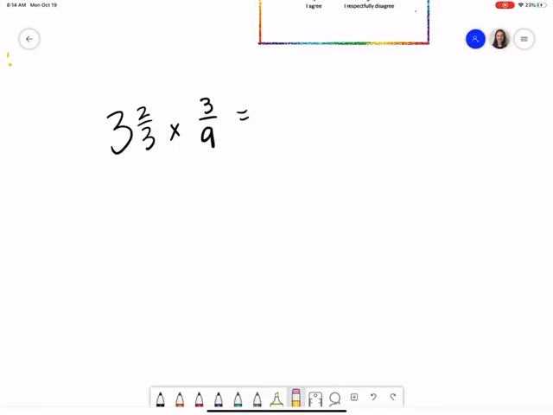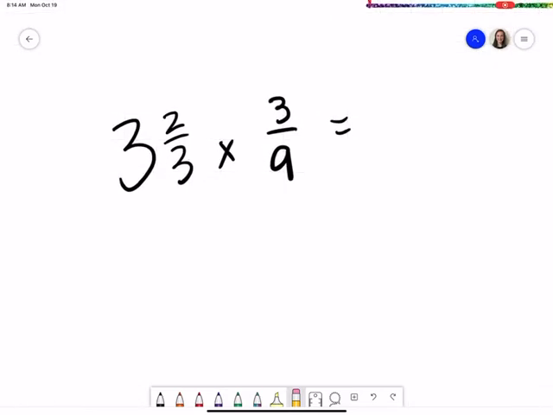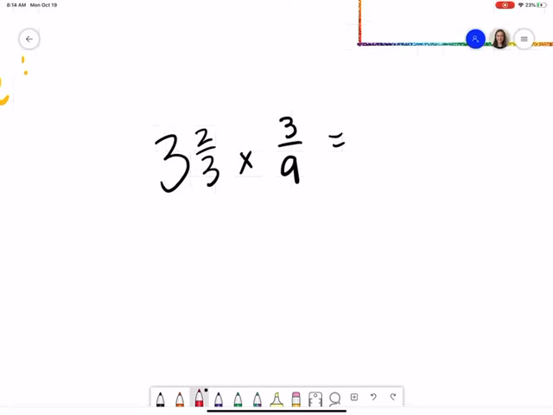So it's not always going to be perfect, and we might have different denominators for our fractions. So one way to avoid that is to start by making our mixed number an improper fraction. So we're going to make our mixed number an improper fraction.